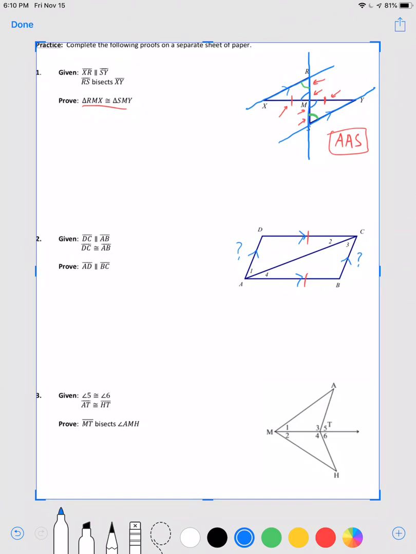One way to prove that two lines are parallel is by using the converse of some of our transversal theorems. So we have the alternate interior angles theorem, and we also have the converse of the alternate interior angles theorem. So if we can show that alternate interior angles here are congruent, then that would prove that the two lines are parallel to each other.